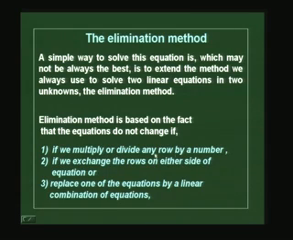multiply or divide any row by a number, the equation does not change, the solution of the equation does not change. That is, if I multiply or divide any row by a number, the solution of the equations does not change. Or if you exchange the rows on either side of the equation. So, there are 3 things which we can do. We can either multiply and divide each row by a number, or we could exchange rows, on either side, on the right and left hand side of the equation.